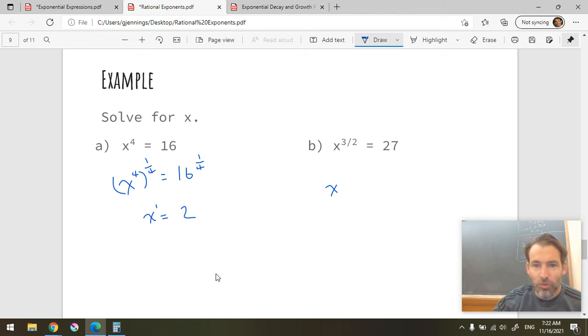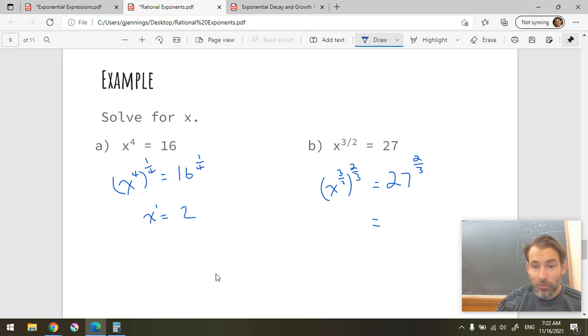I take the 2/3 root of each time. X to the 3 over 2 raised to the 2 over 3. Notice I just flipped this fraction. Whatever fraction that is, you flip it. And that gives you 27 to the 2 over 3, which is already a problem we have answered.